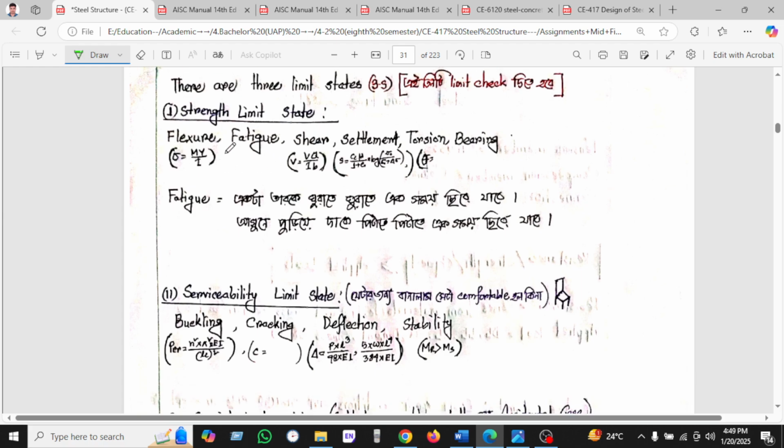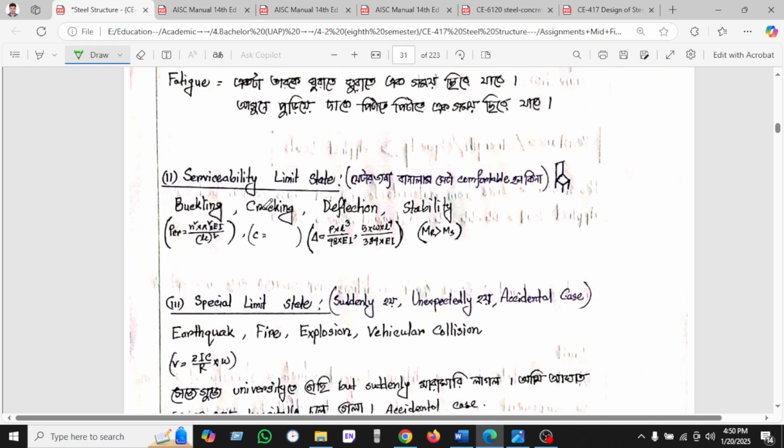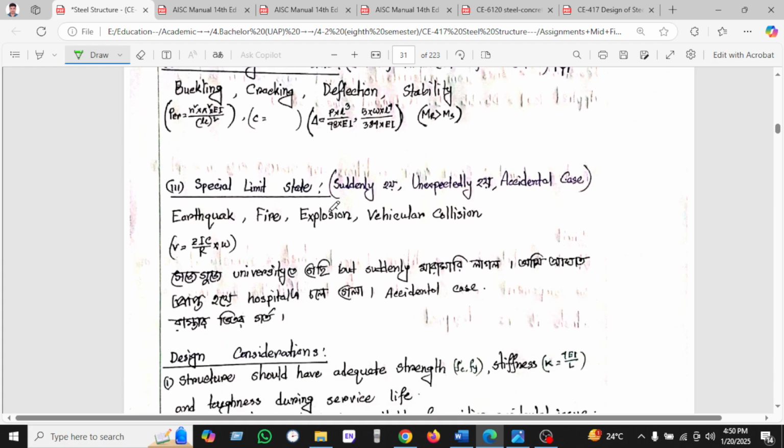Strength limit state includes flexure, fatigue, shear, settlement, and torsion. So we have flexural stress equal to MY by I, and shear V equal to VQ by IB, and for settlement we have nothing, and torsion theta, and fatigue. Another is the service limit state, which includes buckling, which is pi squared EI by L squared, or KL squared, cracking, deflection, we know PL cubed by 48EI, or L by 500, and stability, which is resisting divided by service.